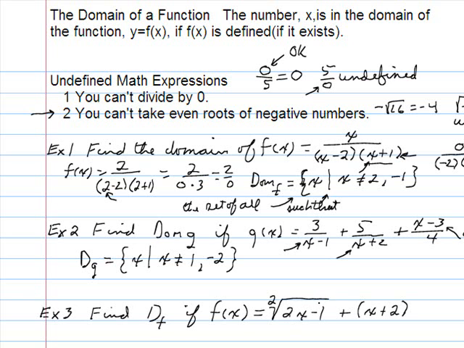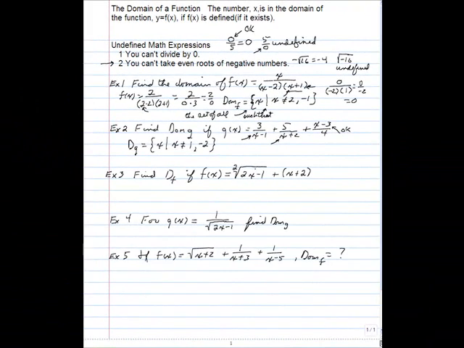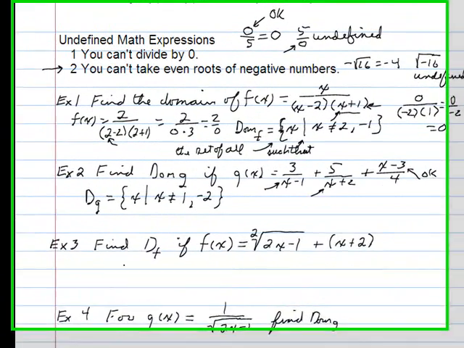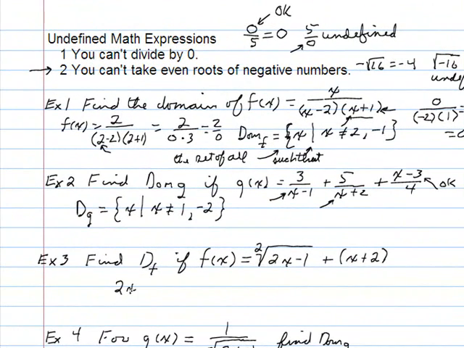Now what are we taking the root of here? We're not taking the root of x. We're taking the root of everything in the root sign. We're taking the root of 2x minus 1. So it's 2x minus 1 that we have to deal with. Now what do we say about 2x minus 1? Well, we say it cannot be negative. One way to write that would be like this: cannot be less than 0.